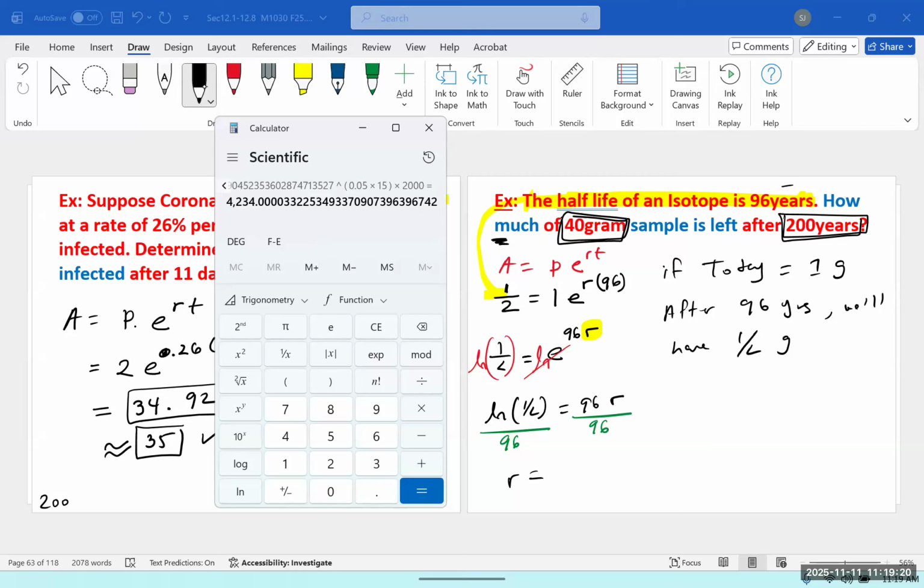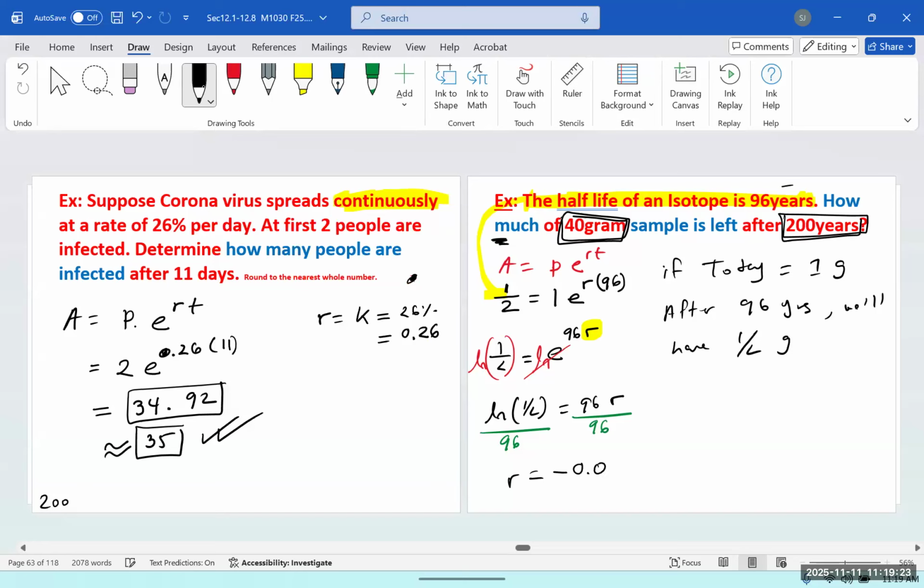Negative 0.07. Negative 0.07. Does any of you have anything different than that? That's why I'm asking others. Do you guys have the same thing? Well, interest rate cannot be negative, right? You still have negative? Because half is a negative. This is 1, so half is here. So yes, half is a negative. Because it's decay. Decaying means negative.